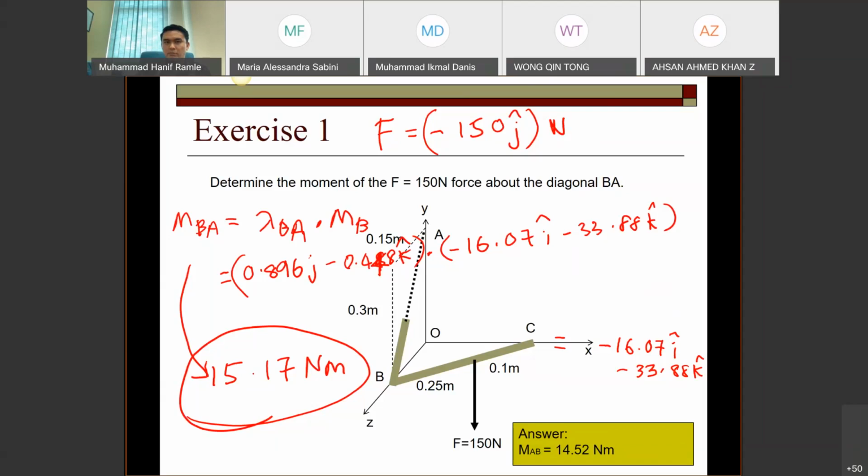Wait, where is the wrong thing? Final calculations, MBA. How about lambda BA, MB? Is it the same? Yes. How come it is different? Lambda and MBA are the same, so it should be the same answer for MBA. I mean, the answer is 15.1. You see, I found the result for only MB. I didn't do lambda BA.